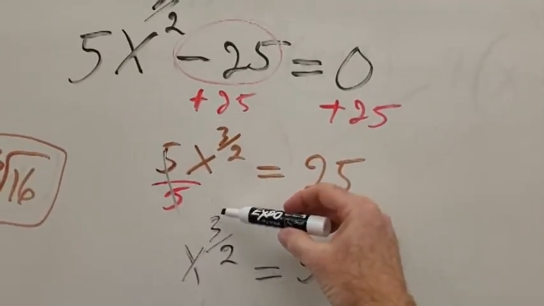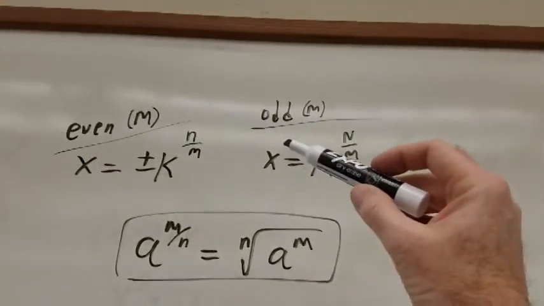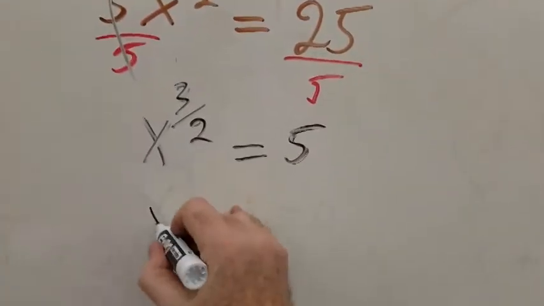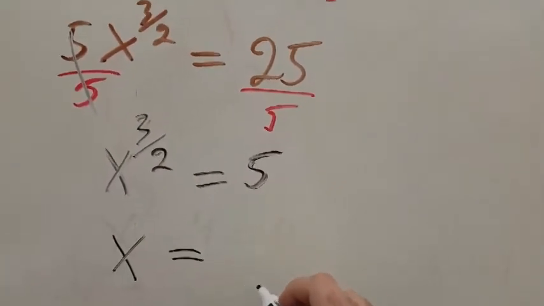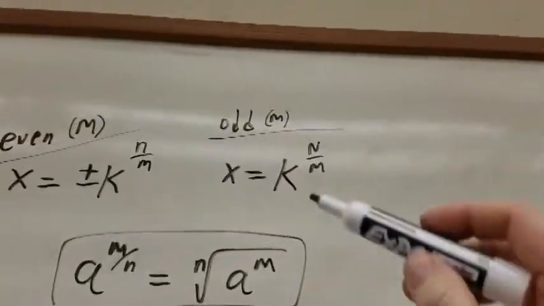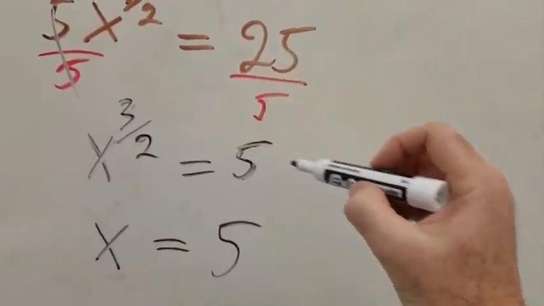And the 3 is the m value, and that is odd. So I'm going to write x equals. So I'm going to come down here and write x equals, and then here's my number 5. Write down the 5. And remember, you got to flip. Take these two and flip them. So 2/3.